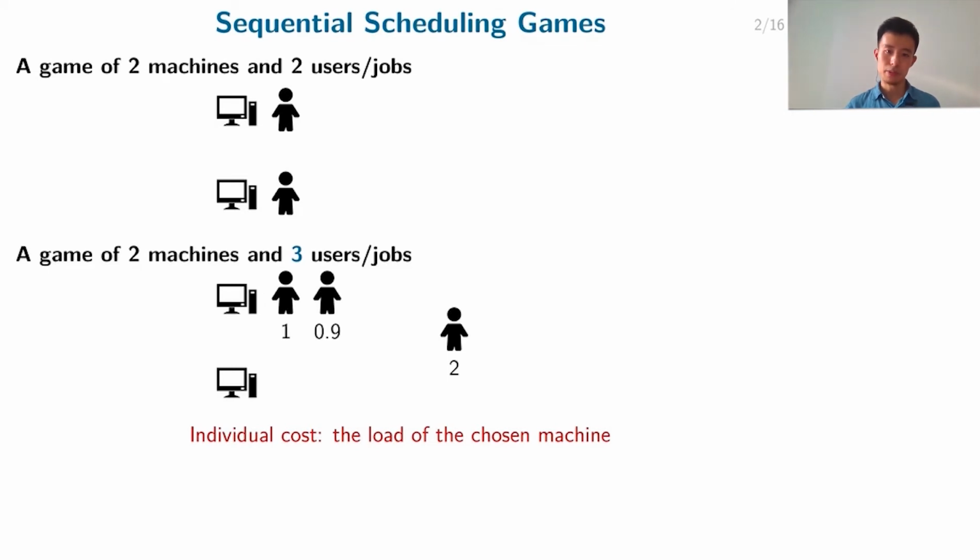But if the second player chooses machine 1, then of course the last player will choose machine 2. So in this case, the cost of player 2 would be 1 plus 0.9. So the cost is 1.9. It's smaller than 2.9. This equilibrium would be player 1 and player 2 choose machine 1 and player 3 chooses machine 2.